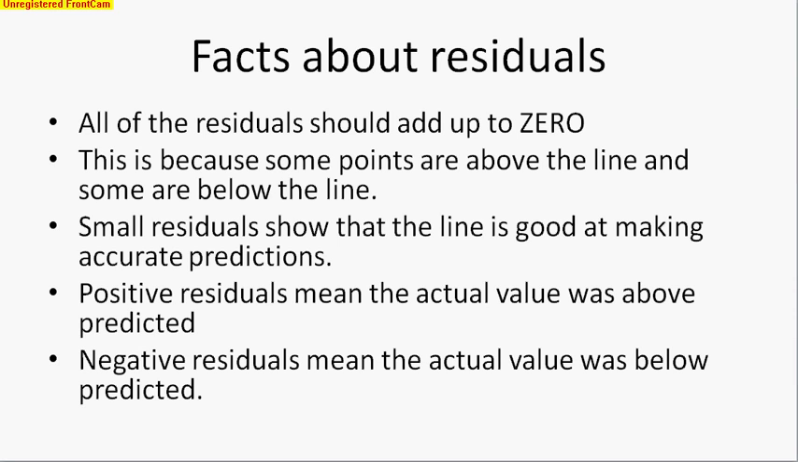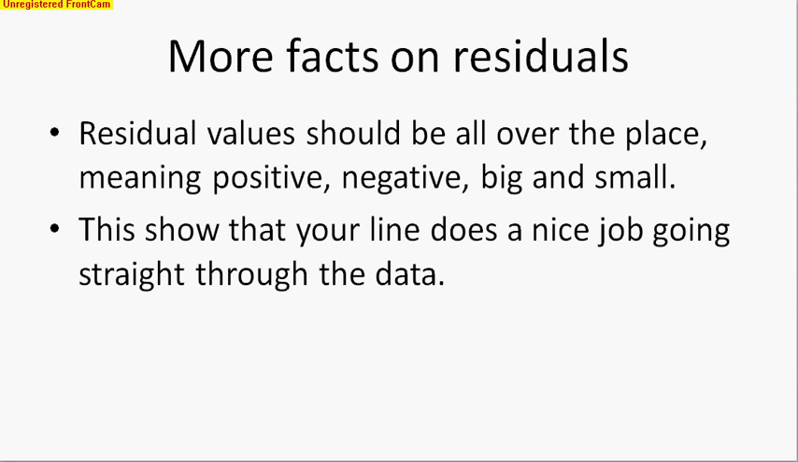Positive residuals mean the actual value was above predicted. Negative residuals mean the actual value was below predicted. Residual values should be all over the place, and I'll explain this in a second, but you should have positive residuals, you should have negative residuals, you should have big, you should have small. This shows that your line does a nice job going straight through the data.